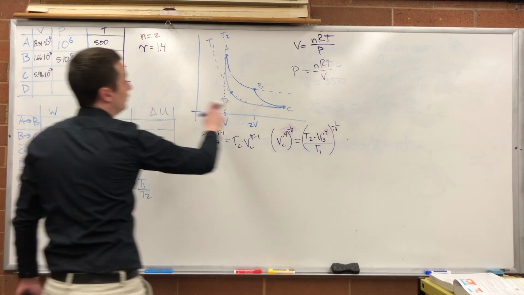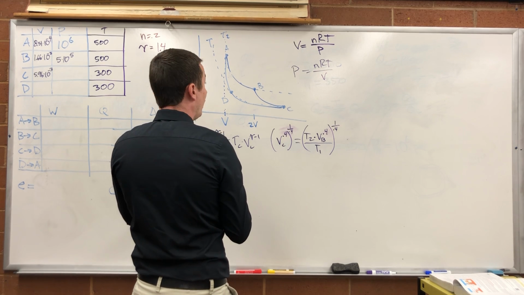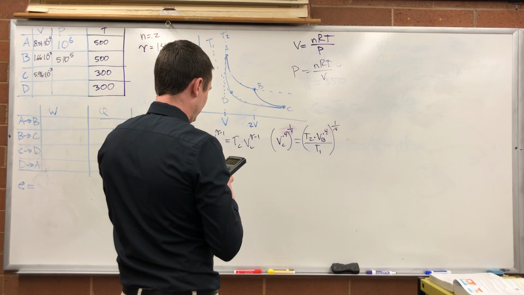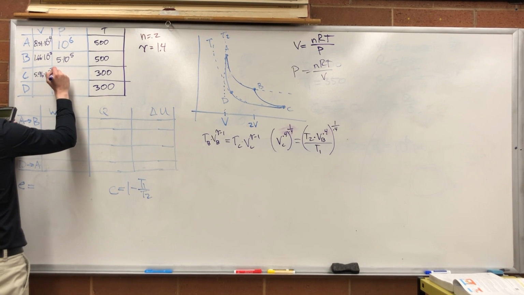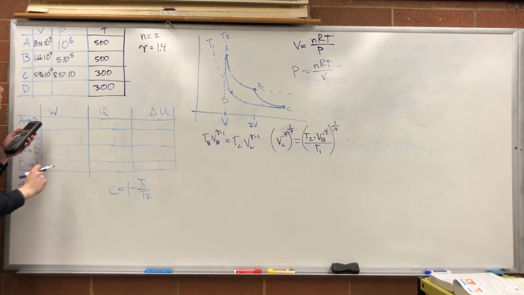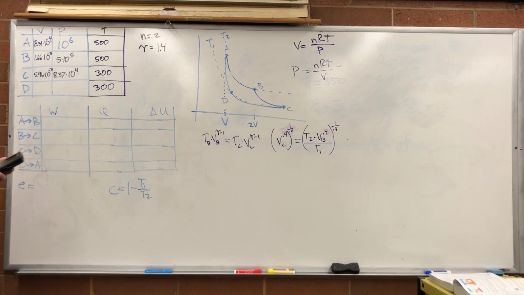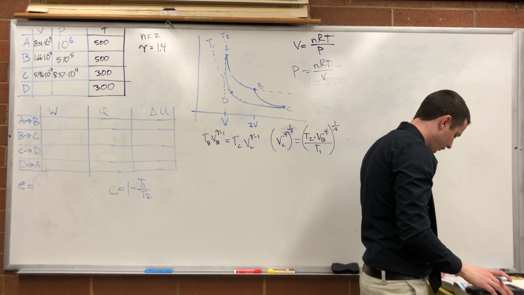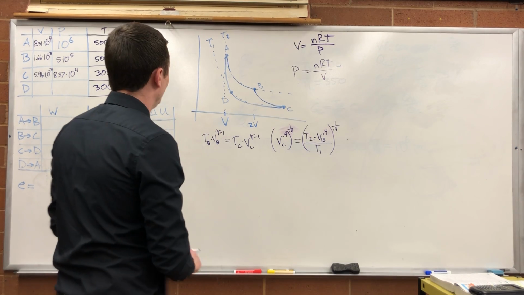And now we can calculate the pressure at C using that equation right there. So we have nRT at C, T is 300, divided by the volume at C, and that gives me 8.37 times 10 to the 4. Did you say the temperature at C was 300 or 500? 300. Okay. So the pressure at C is 0.837 times 10 to the 5. It's all over the place. All right, so we're done with C. Now we gotta figure out our point at D.